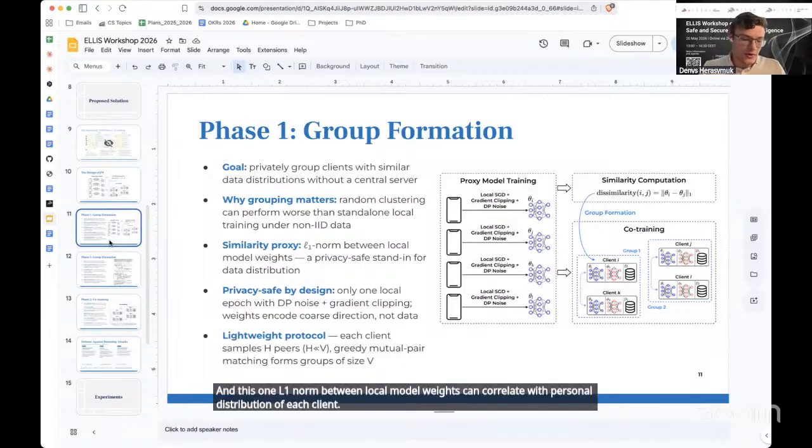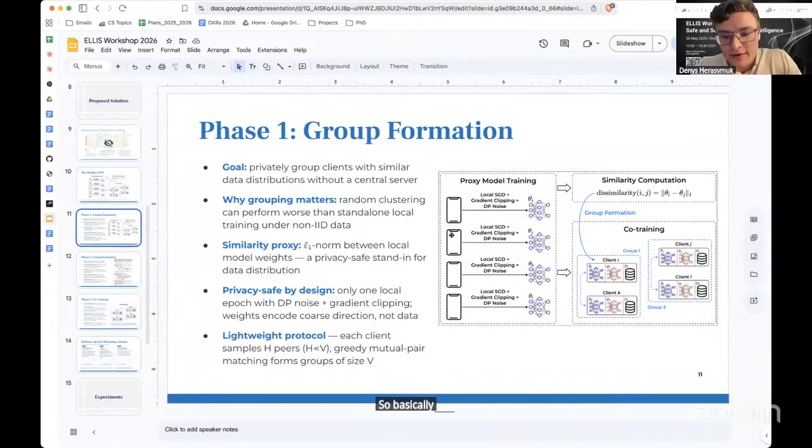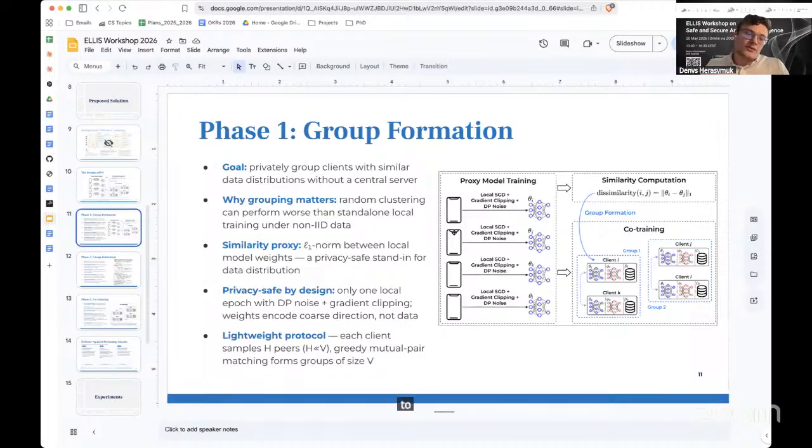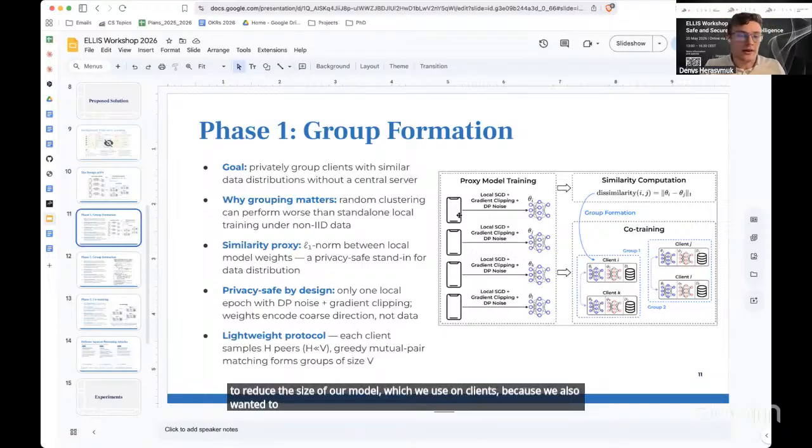In terms of more improved features, actually we do use them. I just didn't want to explain it in many slides. So basically, instead of raw data, each client uses some transformed features, which are called wavelet features, that capture different edges and textures of images, for example. And these features actually help us to reduce the size of our model, which we use on clients, because we also wanted to satisfy some IoT-grade compute.